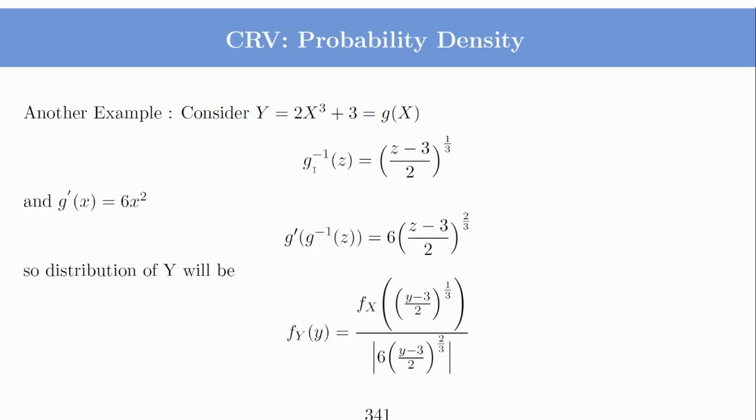Okay, so just look at this calculation again. g dash is given by this function, and the derivative is 6x square. So if I want to evaluate it at g inverse z, this will be 6 into g inverse z square, which is this. So the distribution of y is the PDF evaluated at g inverse y divided by 6x square evaluated at g inverse y, which will give you this calculation.